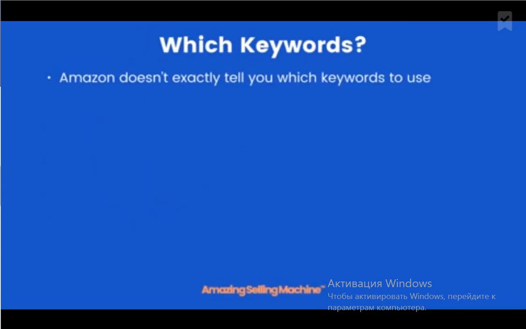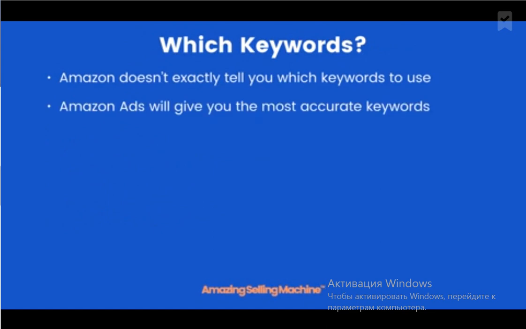Now, Amazon doesn't exactly tell you which keywords to use. However, Amazon ads will give you the most accurate keywords. But obviously, when we're setting up our listing for the first time, we don't have any access to Amazon ads data because we haven't used it yet. And this will come later once your product is live. And we will be covering Amazon ads in great detail.